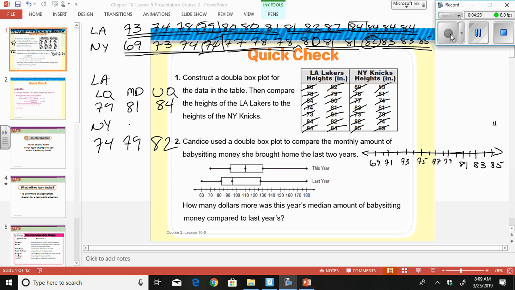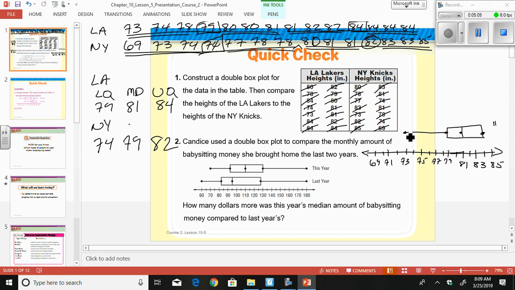So we start with New York. Well, I mean LA, we'll start with LA, sorry. 73 is our lowest number. Come up here and put a dot. And then our next number is 79. Our next number is 81. Then 84. And our biggest number here is 84. Not often you have your largest number and your upper quartile being the same thing.